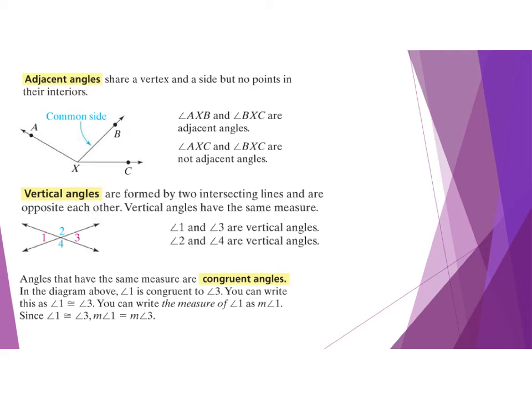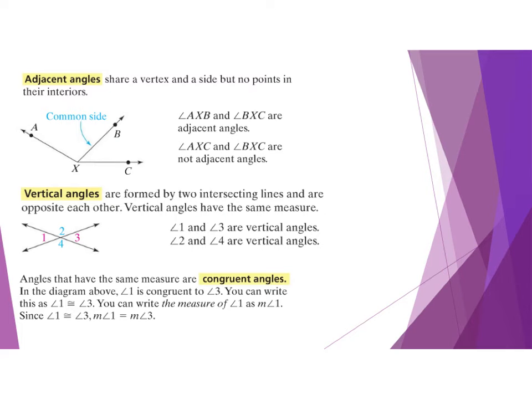We also have a relationship called vertical angles. This is when you have two intersecting lines, and the vertical angles are the angles that are opposite of each other. If you notice, angles 1 and 3 are vertical because they are opposite of each other, just like 2 and 4 are opposite of each other.